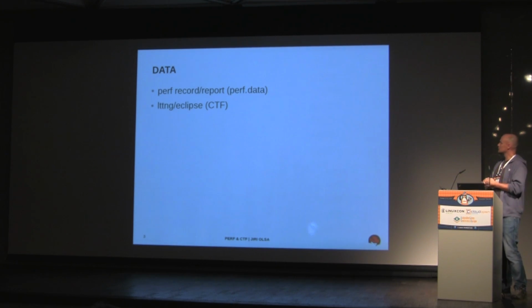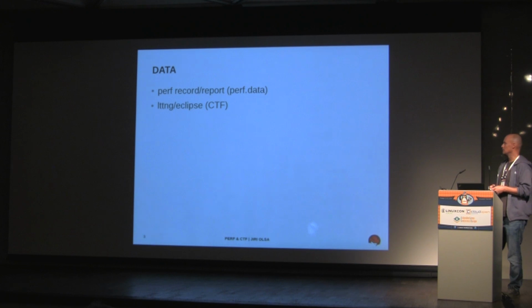What data am I actually talking about? This is the data file. As for Perf, it's the data file that is stored by the record command and shown to the user by report. This file stores the sampling data, and the file format name is perf.data. As for CTF, this is the file format that is used by LTTng tracers. It's produced by LTTng tracers, and there are multiple viewers. I was using the one that goes with Eclipse as a tracing plugin.